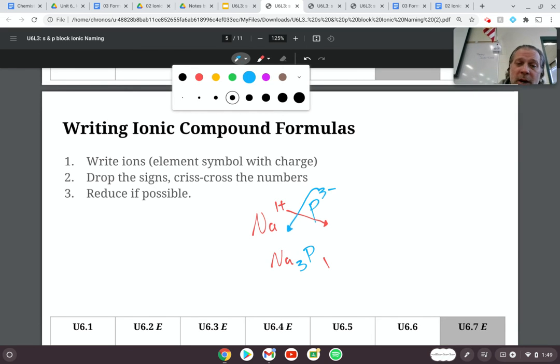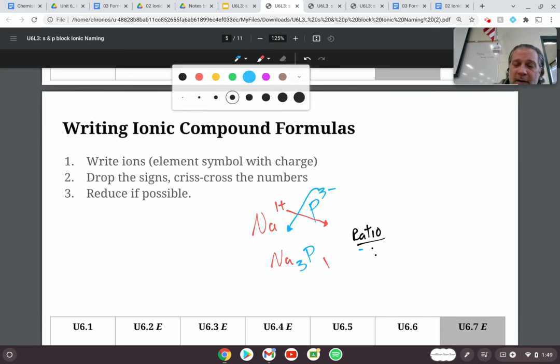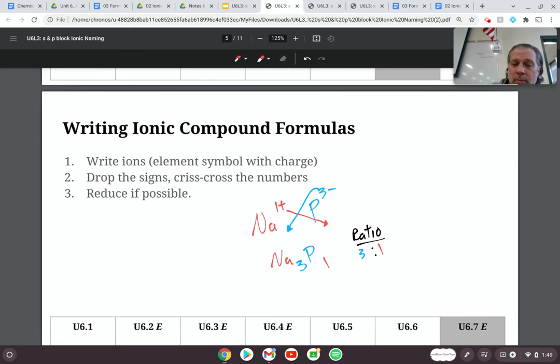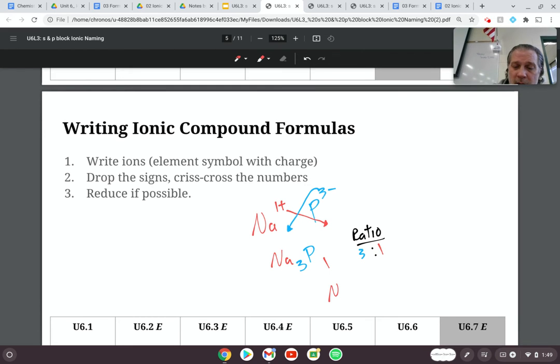And then I'm going to look at my ratio here. My ratio is really the relationship between Na and P. So in this instance, I have 3 Nas for every 1 P. I can't simplify that ratio anymore. So I'm going to rewrite my answer to be Na3P. In chemistry, we avoid writing ones if possible, so that's the best possible answer. So now we're going to go ahead and go through a couple more examples just like this. And hopefully you'll find this to be not too difficult today.